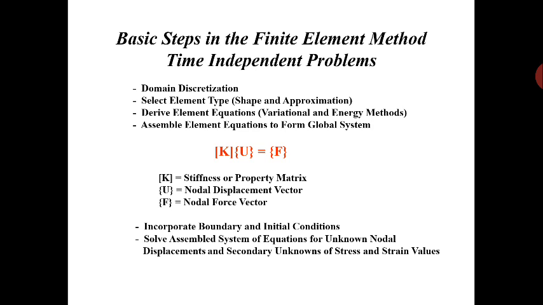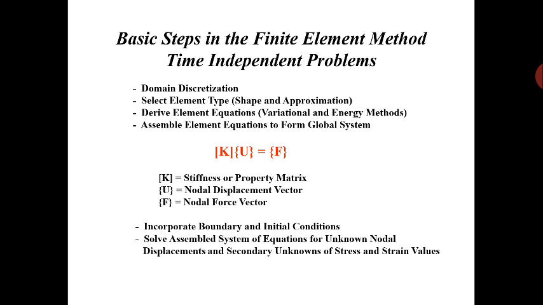Then select element type and approximation and shape. Then derive the element equation, variational and energy method, then assemble the element equations to form a global stiffness. And we have seen this equation which is given in red color, that is K is the stiffness matrix, into U is the displacement vector, is equal to F, the force vector.